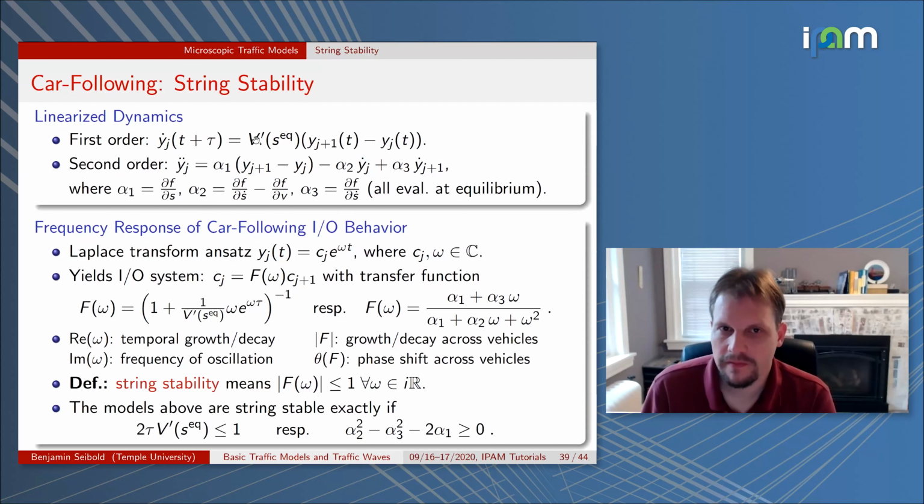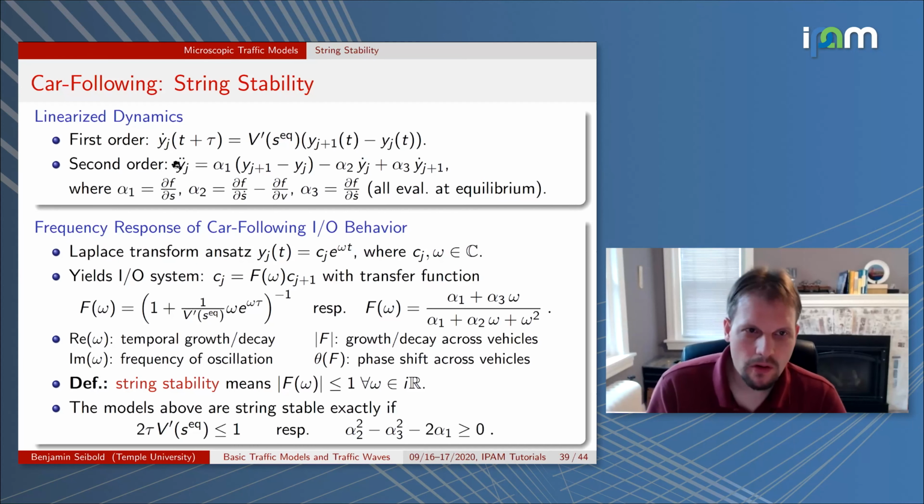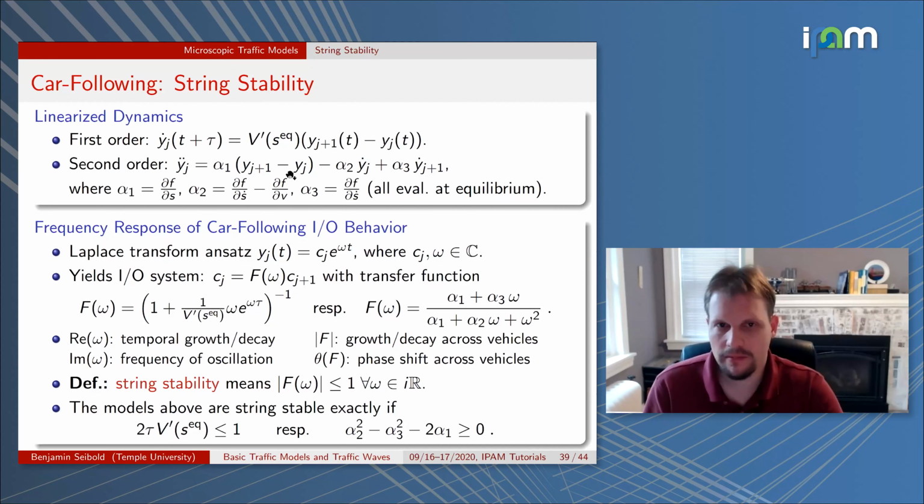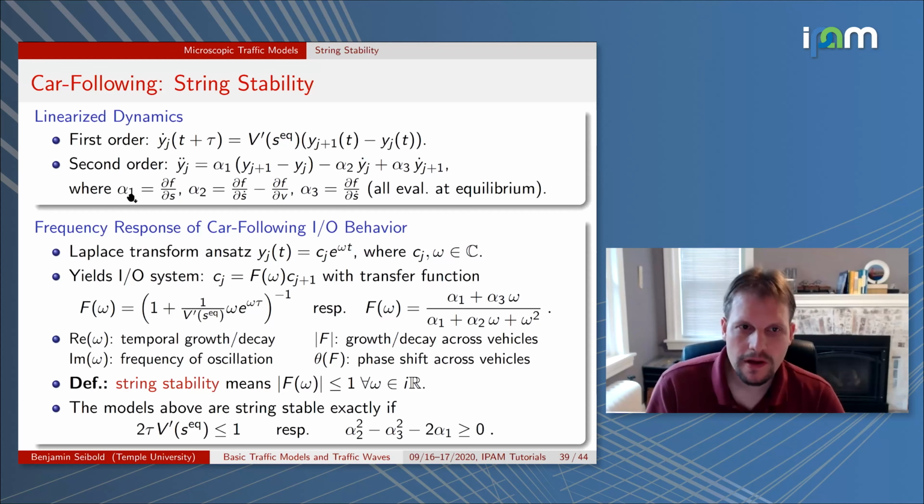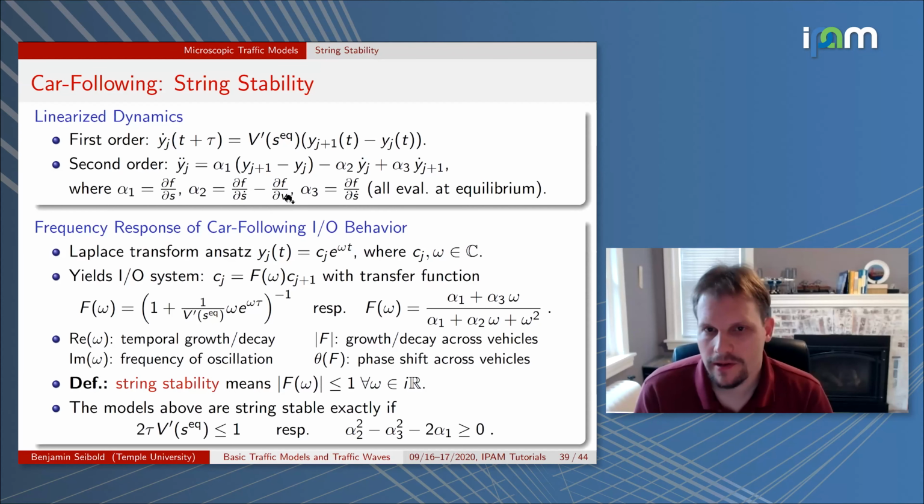For example, here's v prime in the first order model evaluated at the equilibrium spacing, and then it's just a linear model, a cascade model that goes backwards. Or the second order model, same thing. You get a linear model here, in a second order here, it's first order terms here, and then the difference here in the perturbations, and you have coefficients that are partial derivatives of the function f with regards to its three arguments evaluated at that equilibrium state.